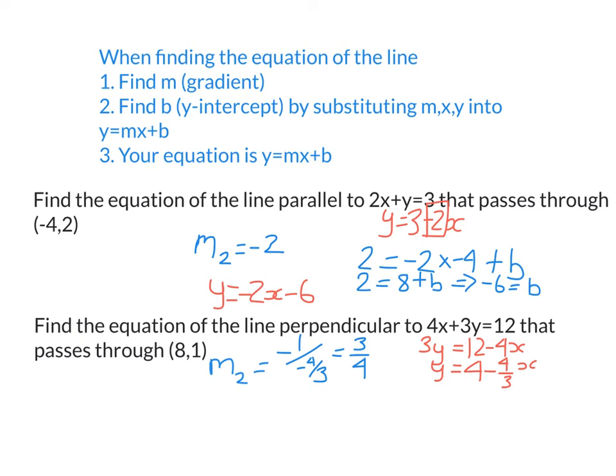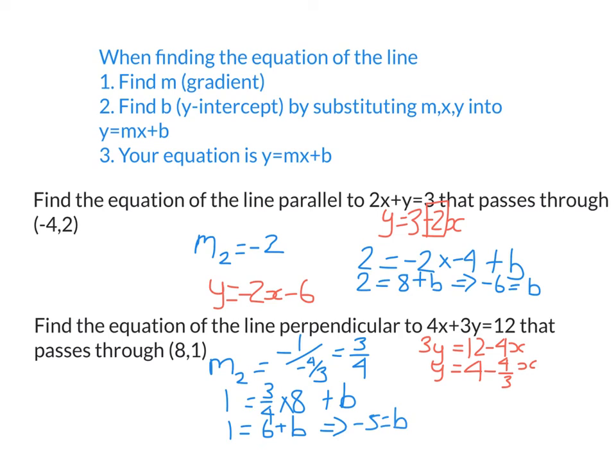Now we're going to find b exactly as we did in the previous example. I'm going to take my equation y equals mx plus b. We're going to substitute. This time m is 3 over 4. And once again, x and y come from the point. So in the point (8, 1), x was 8 and y was 1. Substituting this in, we get 1 equals 3/4 times 8, which is 6. So 1 equals 6 plus b. I want to get b by itself, so I subtract 6 from both sides and get minus 5 equals b.